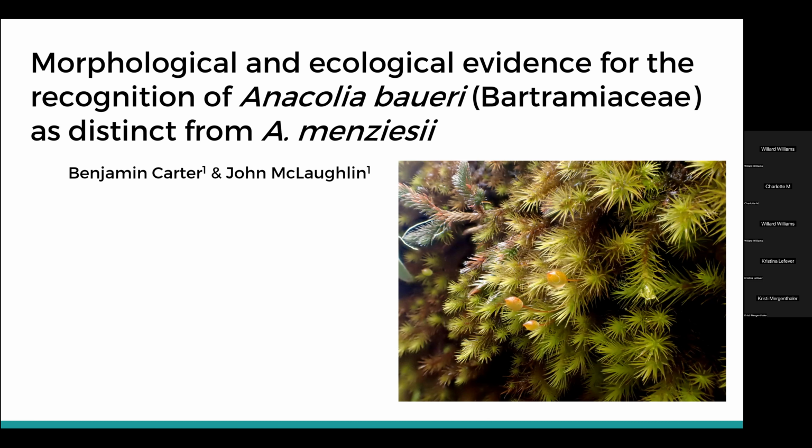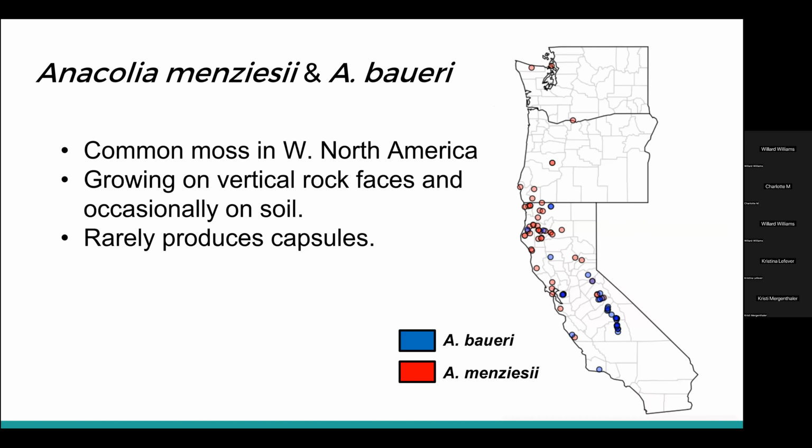So my effort in this was largely to try to find a gametophytic morphological feature new to this group that could help us differentiate these two species when we collect them without capsules. But there's a larger project to this as well. Anacolia menziesii and Anacolia baueri span the west coast of North America into Oregon and into Washington, with this map here showing baueri in blue and menziesii in red.